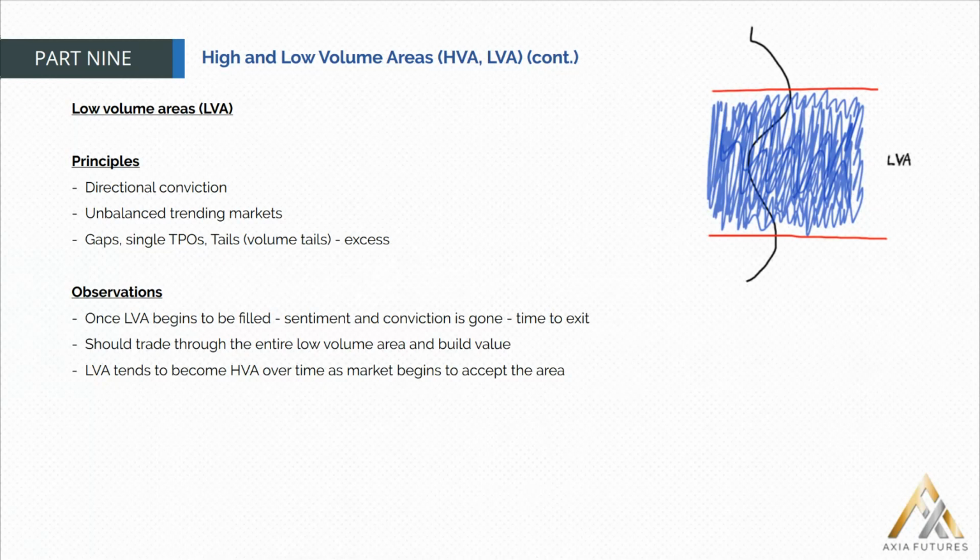And then lastly, low volume areas tend to become high volume areas over time as the market begins to accept the area. So again, if you play for the directional trend momentum play, that's brilliant. But don't forget, once that play disappears, once the low volume area begins to fill out, we should see quite a lot of two-way trade. And the markets have a very strong tendency to turn low volume areas into high volume areas. So again, once we start to fill out low volume areas, you can expect to see a lot of two-way trade, and this is where you want to employ your distribution type strategies. Let's look at an example now of a low volume area and how you would trade this.